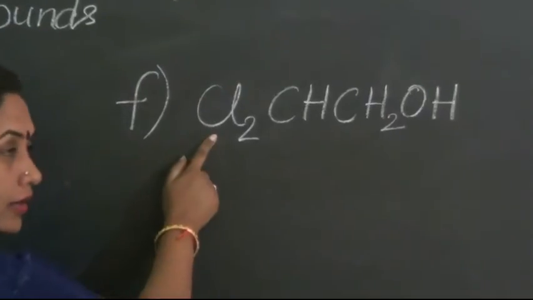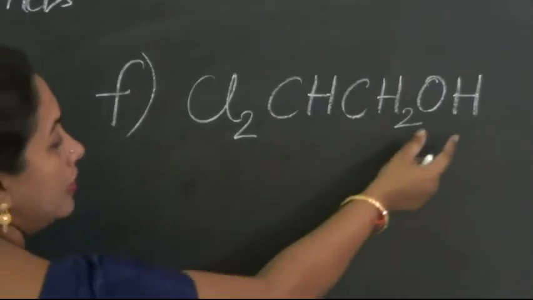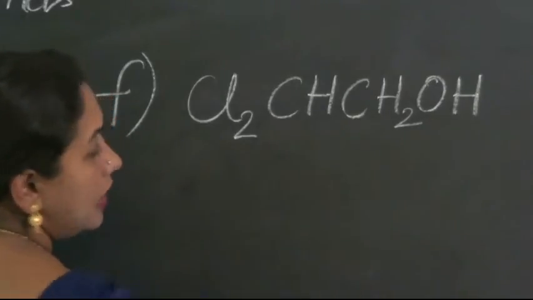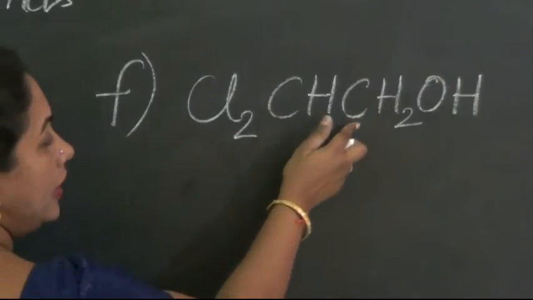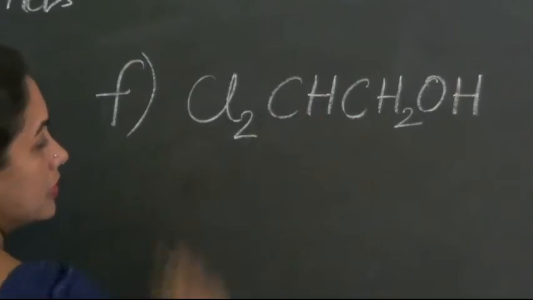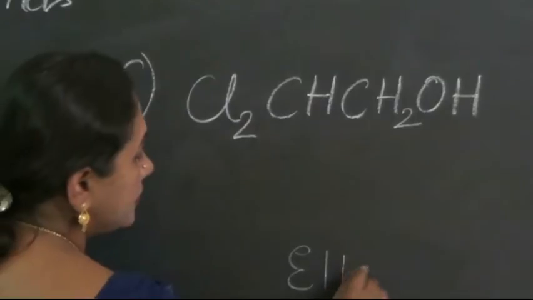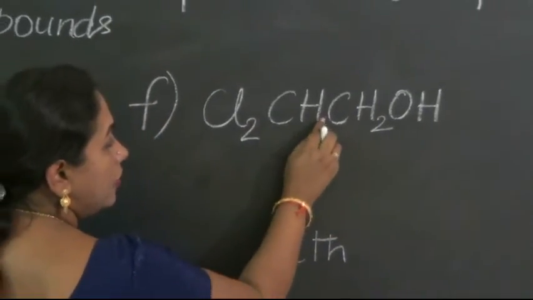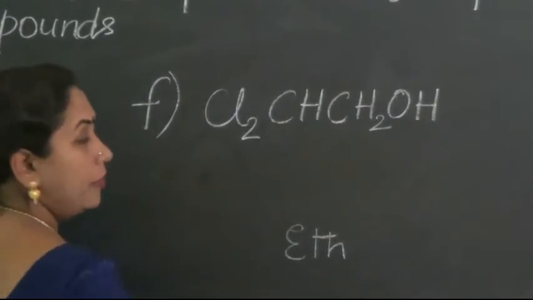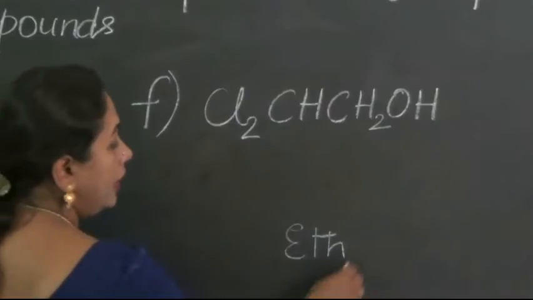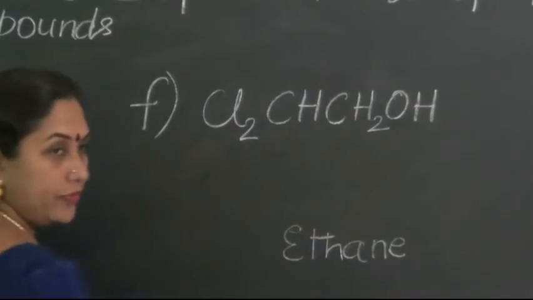You can see the presence of 2 chlorine atoms and the presence of OH as another functional group, and this carbon chain is containing only 2 carbon atoms. So therefore, the root word to be used is eth. Since there are no double or triple bonds between these carbon atoms, obviously the given compound is a saturated hydrocarbon. So therefore, suffix an can be fixed.